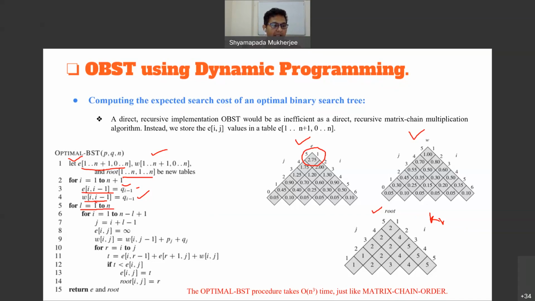up to n. Okay, and i will indicate the leftmost key in the sequence, and j will indicate the rightmost key of the sequence, or the subtree. And this l will control the length of the sequence Ki to Kj actually. Okay, in this way we will solve this problem.